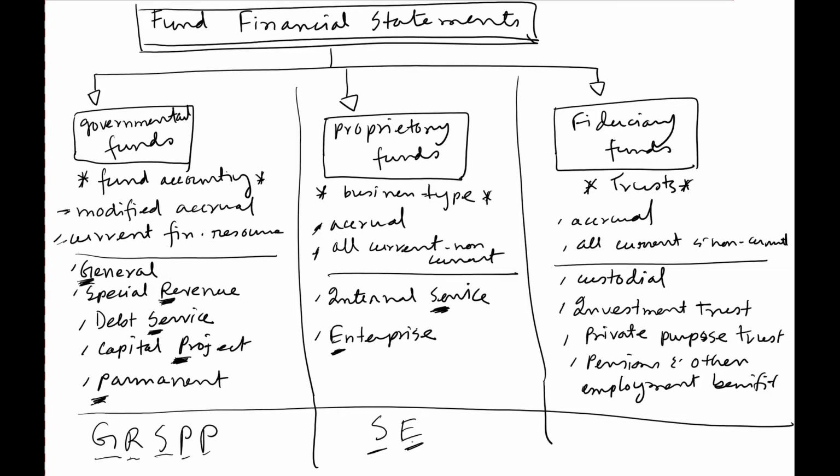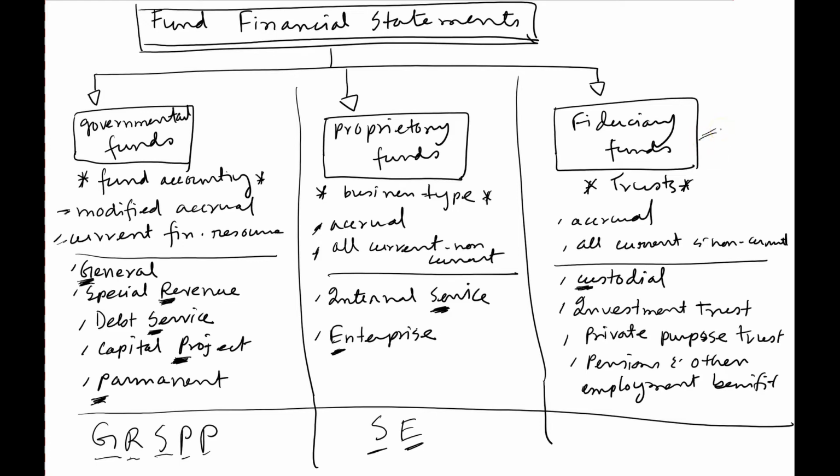Now the third category is fiduciary funds. Basically these are the trust type of funds, and they also follow accrual accounting with both current and non-current focus. They have different categories. One is known as custodial funds. These custodial funds involve temporary custody or tax collection on behalf of another government. All of these fiduciary funds are kind of trust, and a governmental unit cannot use them. So for the government-wide financial statements, you will not see this type of fund.